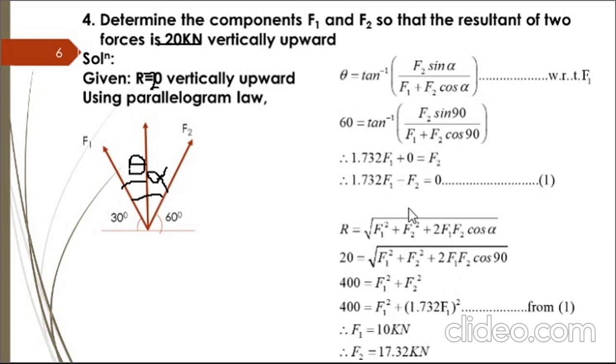So now here from equation 1, if you transfer this term 1.732 into F1 on the right hand side, F2 is equal to 1.732 F1. So substituting the value of F2 as 1.732 F1 from equation 1, we get the equation in terms of F1 only, and solving this equation finally we determine the value of F1 as 10 kilonewton, and substituting the value of F1 in equation 1, we get the value of F2 as 17.32 kilonewton.